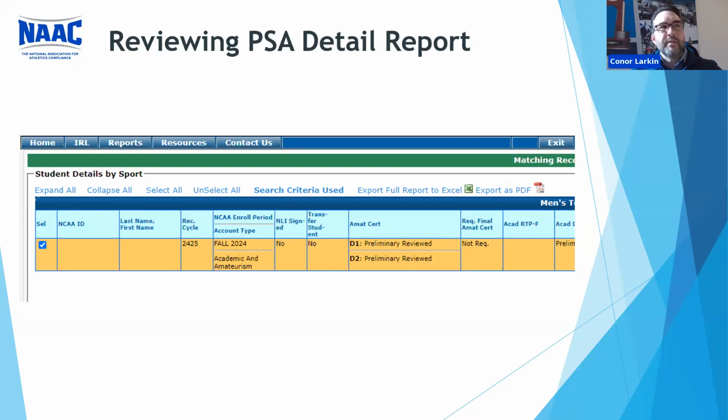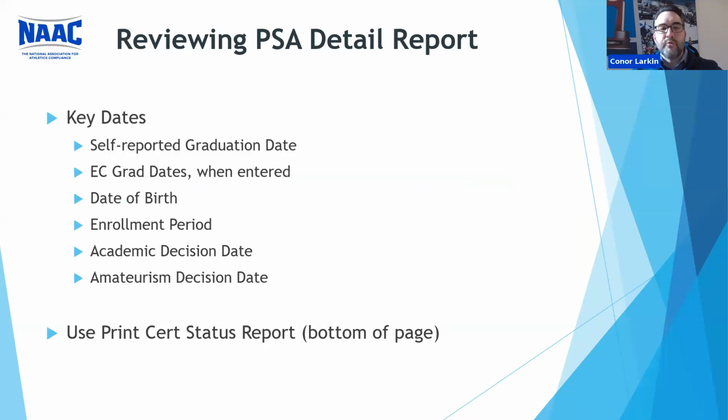Now, from an analysis standpoint, the first thing I do is look at the key dates. So looking at the student's self-reported graduation date and the EC graduation date that we've entered, maybe after we've processed international mail or attempted a preliminary academic certification, you may note that those dates are different. And if you see those dates are different, maybe the student's saying I graduated in June of 23, but the EC grad date is listed as June of 22.